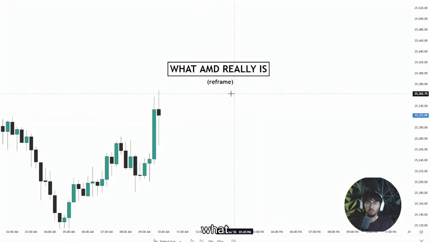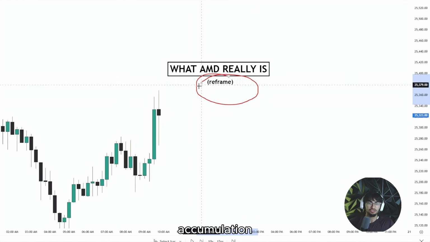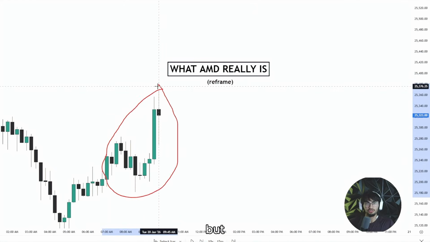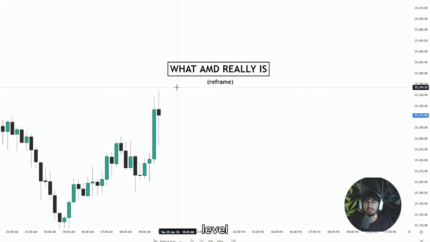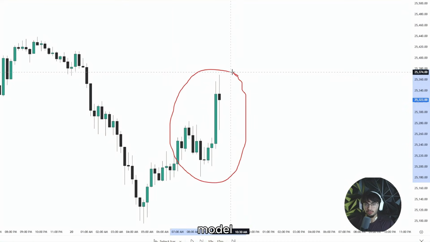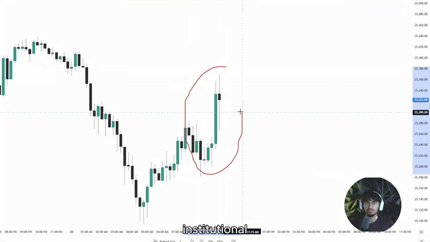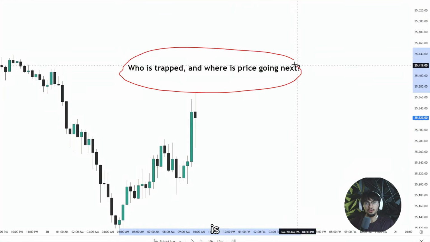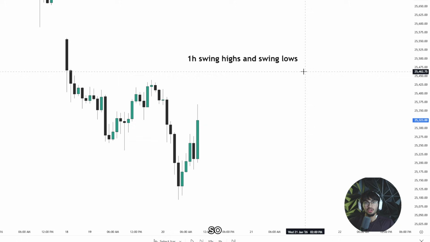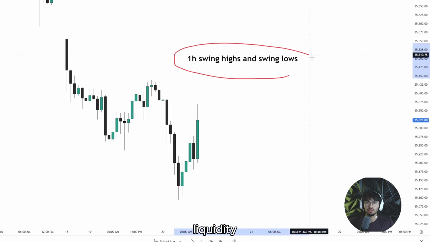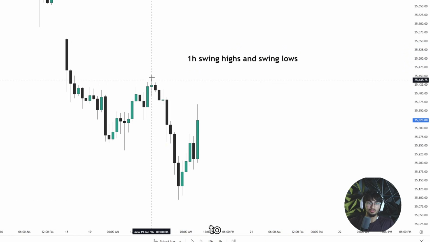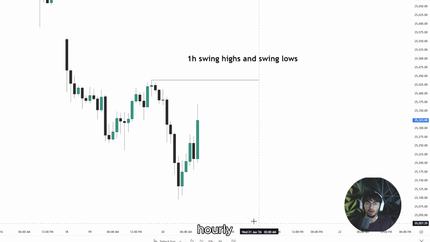And you might be wondering, what actually is AMD? Most traders think AMD is just accumulation, manipulation, and distribution, but that's way too surface level. The true power of the 10 a.m. AMD model comes from aligning yourself with the institutional bias, asking yourself who is trapped and where's price going next. So you have to ask yourself, where is the drawn liquidity? For me, it is always going to be at hourly swing highs and hourly swing lows.